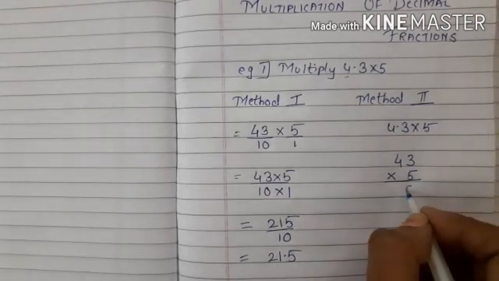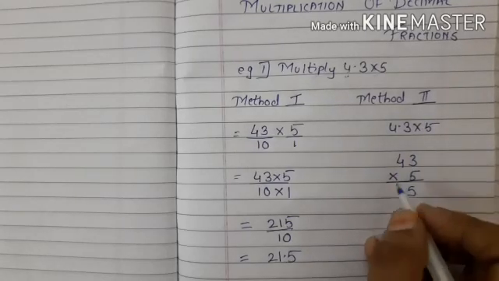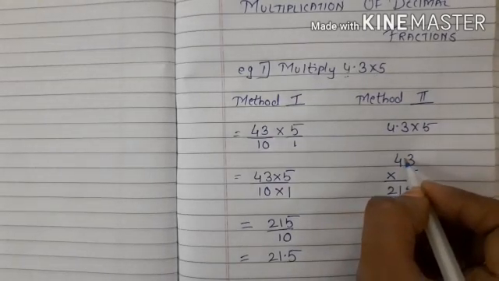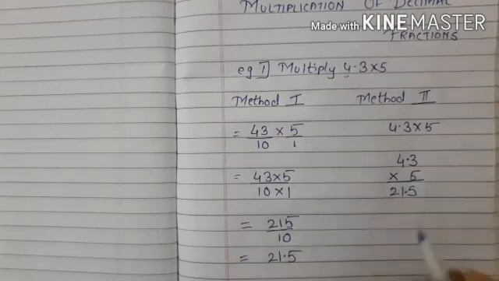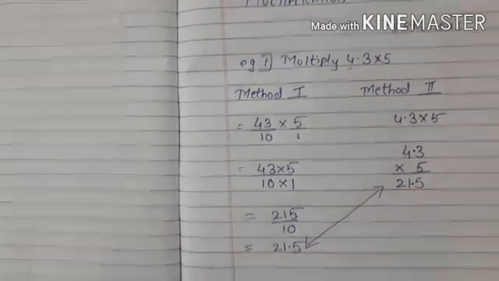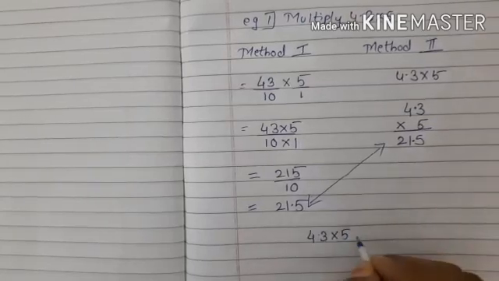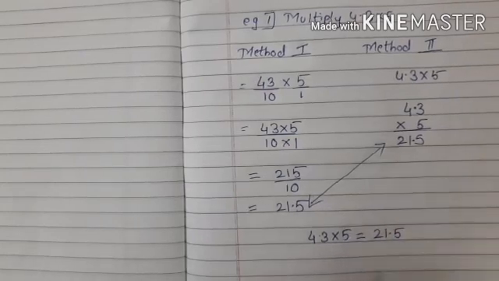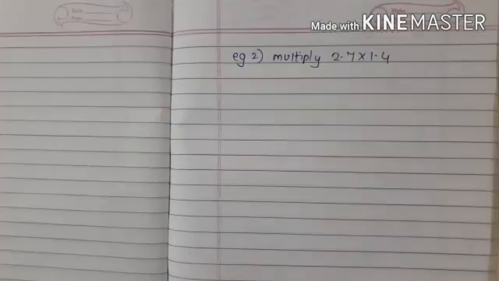Now 5 3s are 15. Keep carry in your mind. 4 5s are 20 plus 1. It is 21. So you got the answer. Now put the decimal point here. It is here. Now after one place. So here after one place you have to put the point. So we have got same answer in both the method. So our answer here is 4.3 multiplied by 5 is equals to 21.5. Children, you can do by any method whichever you feel easy.